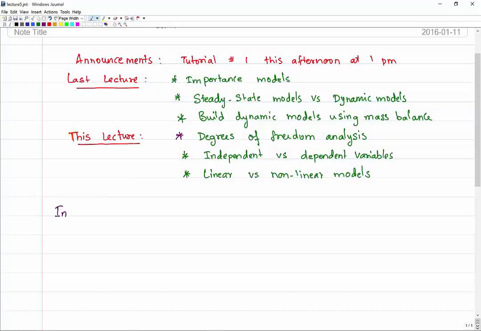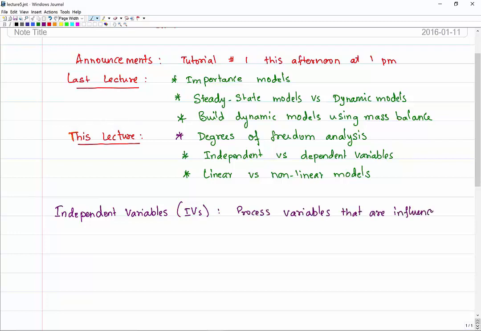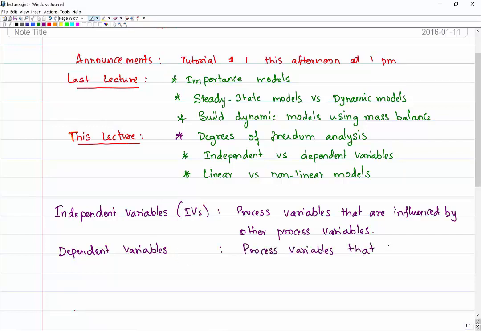So let's start with the independent variables and dependent variables. Independent variables are variables that are not influenced by other process variables in the process of interest. Dependent variables are variables that are directly influenced by or affected by other process variables.